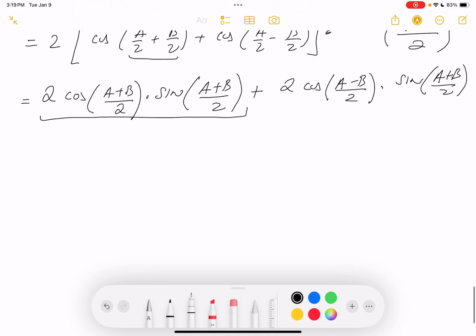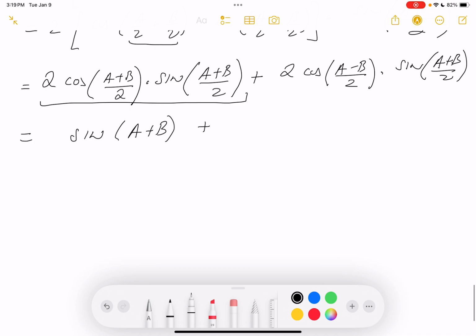Well, I noticed this. It's basically a double angle formula. So this part over here is going to be the sine of twice the angle, which would be A plus B. Again, it's not exactly what I wanted, but I got to keep rewriting it, right? So what do you get over here? 2 cosine A minus B over 2 sine A plus B over 2. I got to think now.